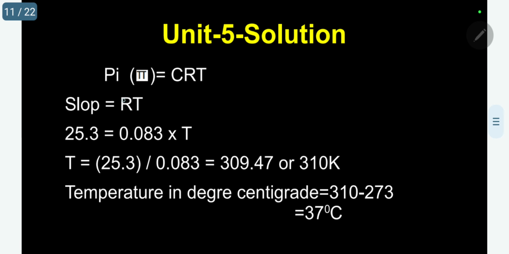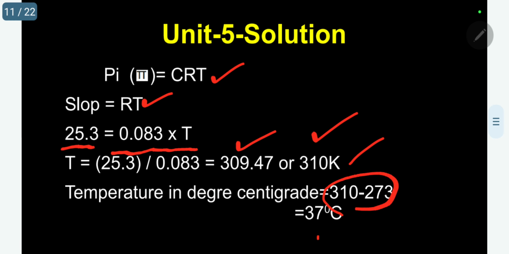Okay, let me go now. The equation is pi equal to CRT. Concentration is normally expressed in molarity, so C is the molarity here. The slope equals RT. Therefore, 25.73 equals 0.083 into T. Therefore, T equals 25.73 divided by 0.083, that is 309.47, or approximately 310 Kelvin. If we want to convert into centigrade, it is 310 minus 273.